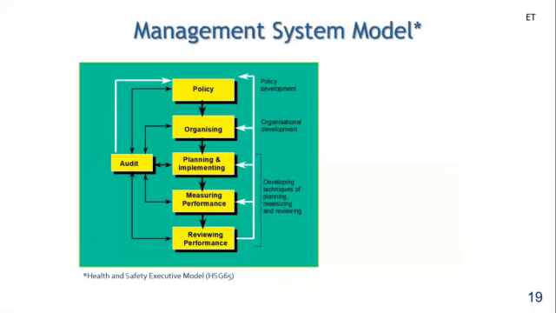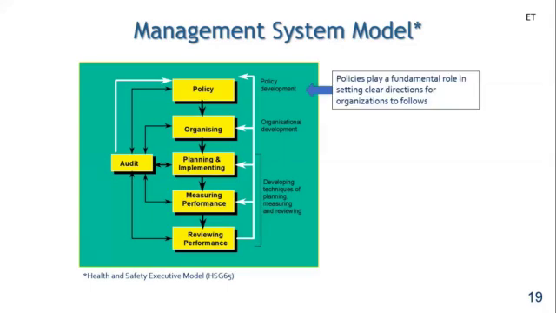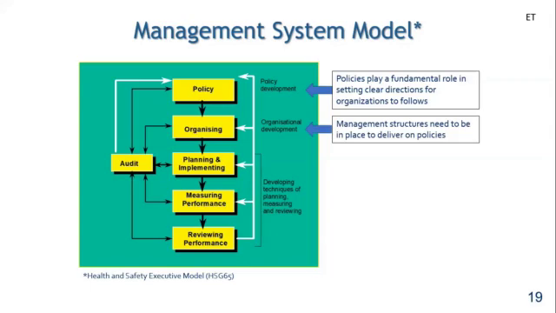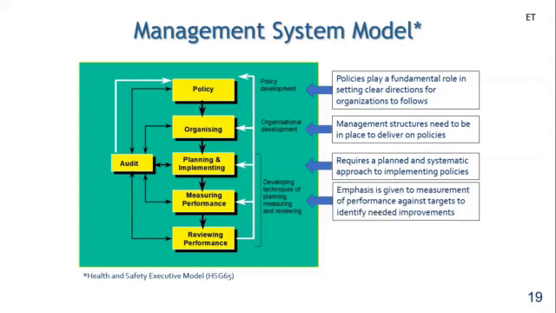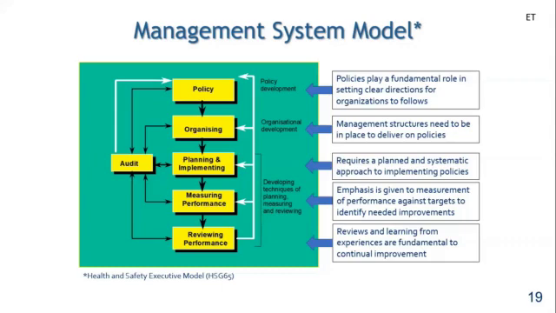So this is a schema of how the management system approach works at the organizational level with continual improvement at its core. It starts off with policies, which play a really fundamental role in setting a very clear direction for organizations to follow. The management structure also needs to be in place to deliver on those policies. And then it requires a planned and systemic approach to implementing these policies. And it really emphasizes measurement of performance against targets to identify areas that still need improvement. And then finally, review and learning from these experiences are fundamental to that continual improvement process.